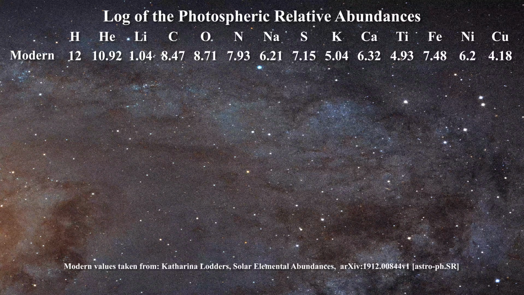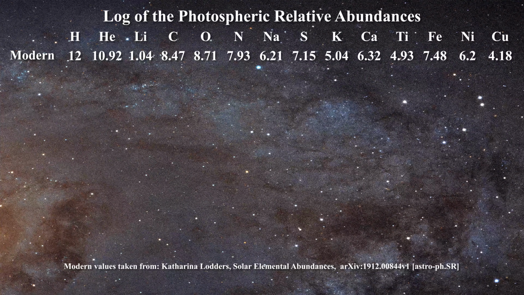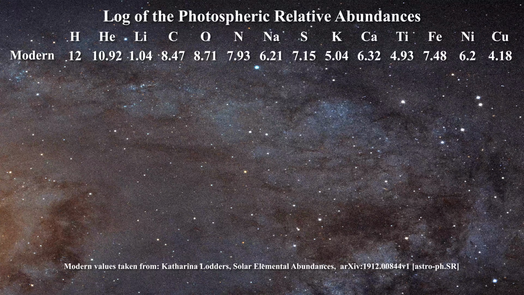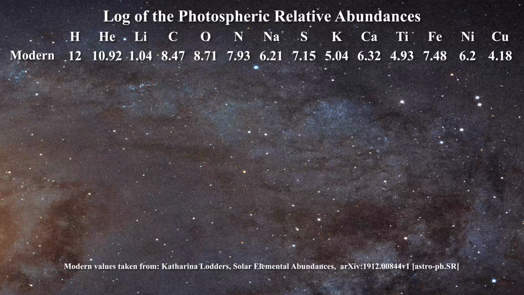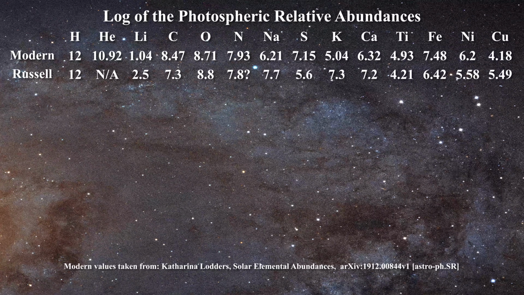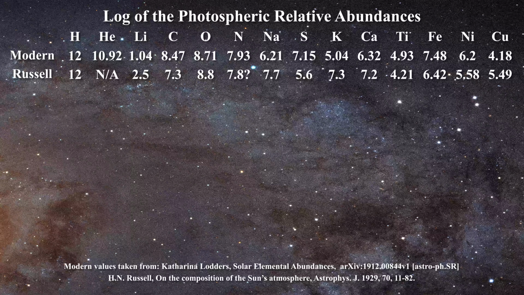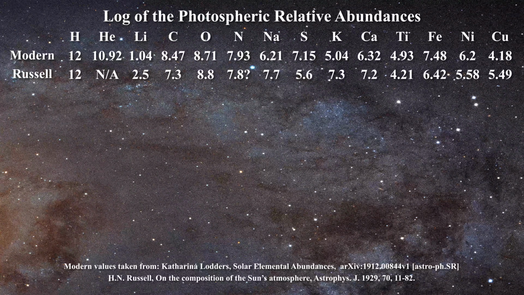This serves to emphasize how much these values can fluctuate and how little importance one should place on relative abundances. In order to accomplish our goal, we can calculate comparable values by referring to Henry Norris Russell's work on the solar photosphere. This classic paper was published in 1929.